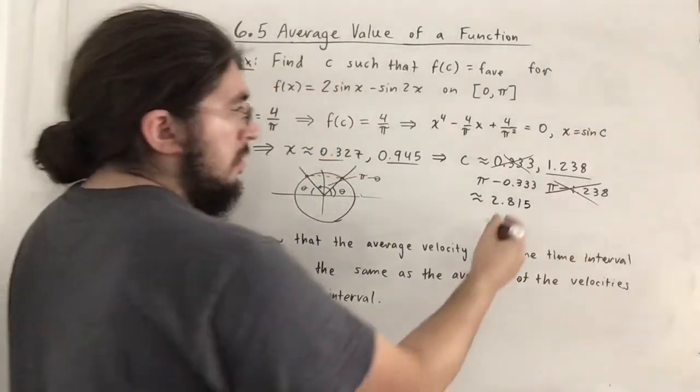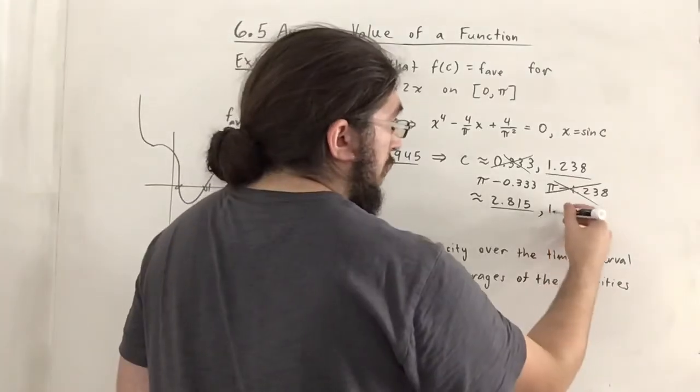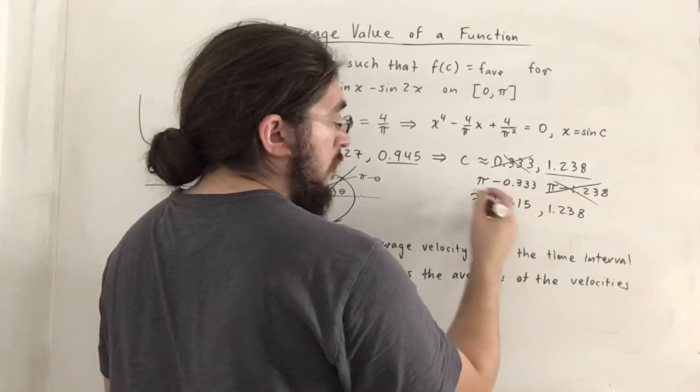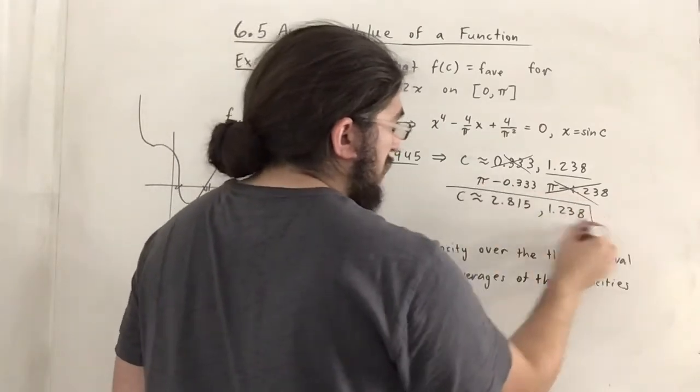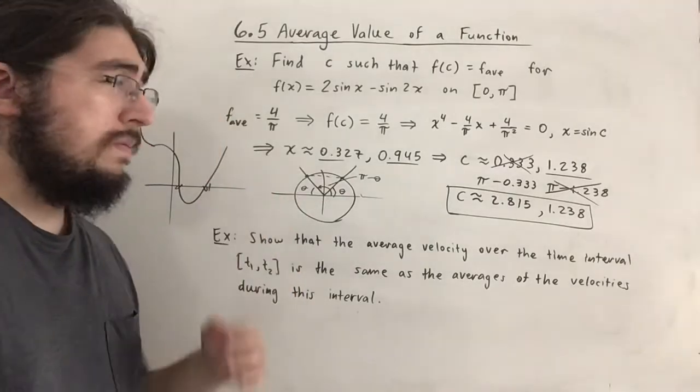Okay, so good. So these are the two C values that do it, and that's where I'm going to stop this problem here. Let me just box my answer. So 2.815 or 1.238. So this was obviously a very, very complicated type of problem.